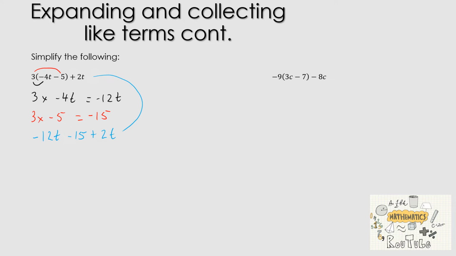And now we should be able to identify, hopefully, that we've got a like term and a like term. So we've then got negative 12t plus 2t. So essentially, you've got negative 12 of them, and then you're going to add 2. So negative 12 plus 2, again, use your calculator if you need to, should give you negative 10t. And then we've just got our minus 15 that can't join because it's not a like term.